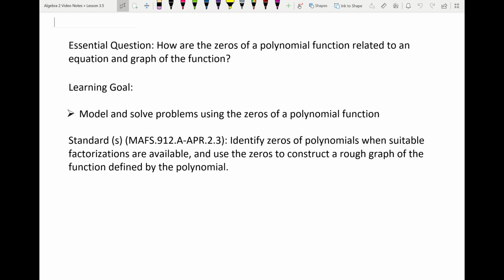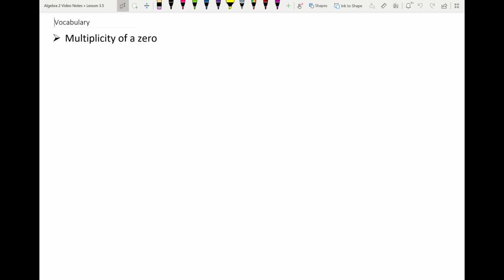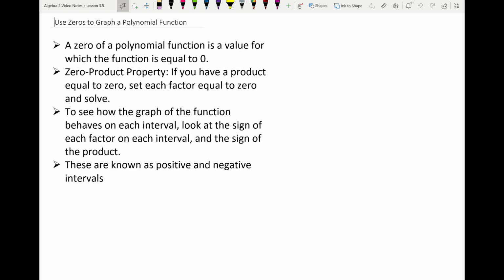The standard is to be able to identify zeros of polynomials when suitable factorizations are available, and use the zeros to construct a rough graph of the function defined by the polynomial. So the vocab we want to be able to describe is what a zero is, kind of going back to the beginning lessons, and more specifically, multiplicity of a zero.